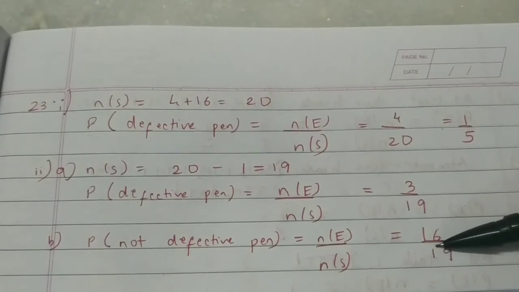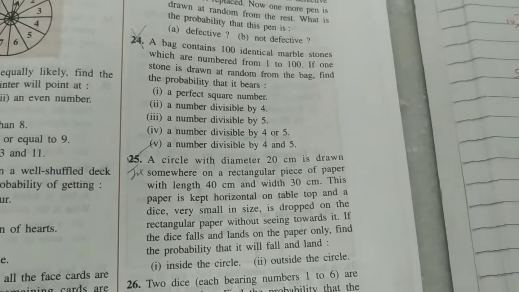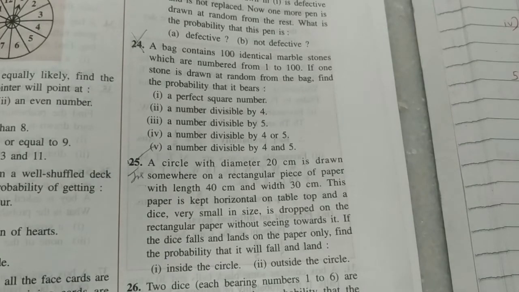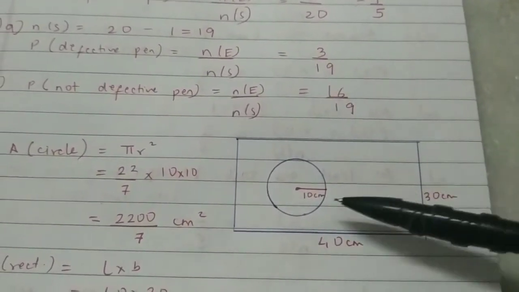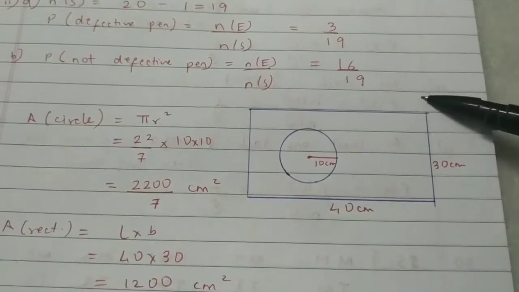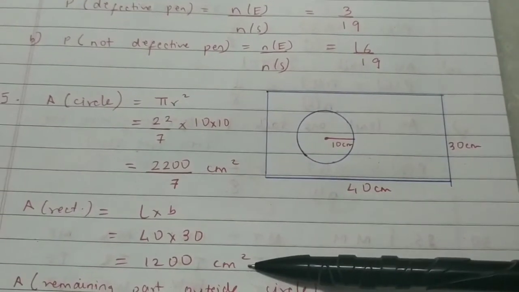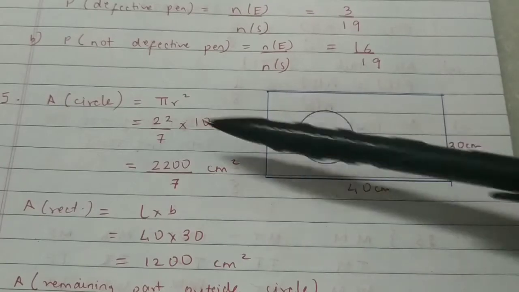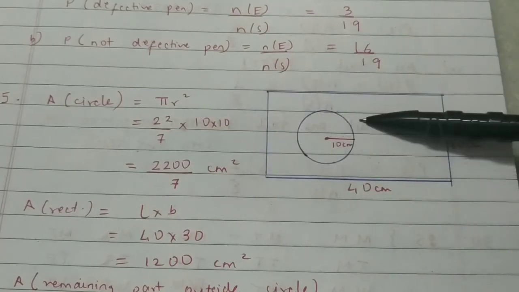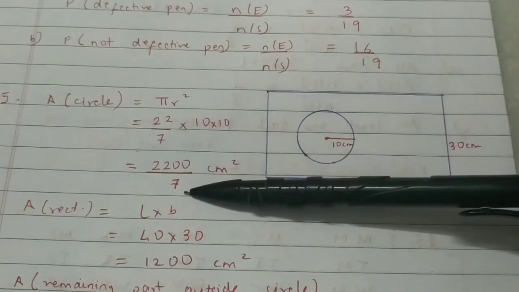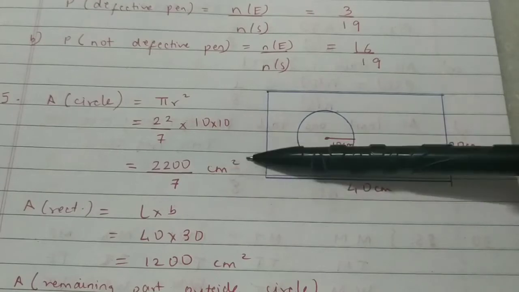Next, the 25th question. A circle is drawn inside a rectangle. The dimensions are given, and we have to find the probability that the dice will randomly fall inside the circle or outside the circle. What are the chances? Well, as you can see, the rectangle's area will be 40 into 30, that's 1200 centimeters squared, and the circle's area will be pi r squared, where radius is half of diameter. Diameter was given as 20 centimeters, so radius is 10 centimeters. Don't convert it into decimal, leave it as a fraction, centimeters squared.